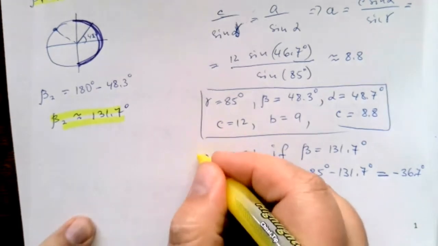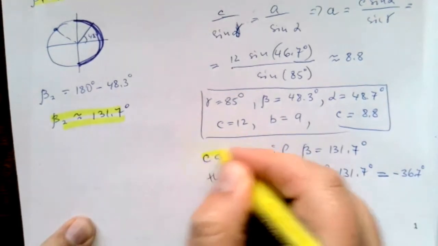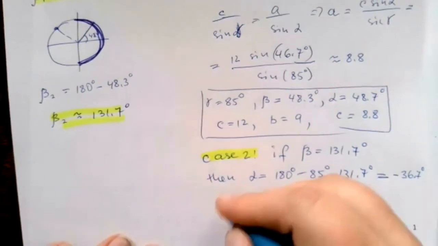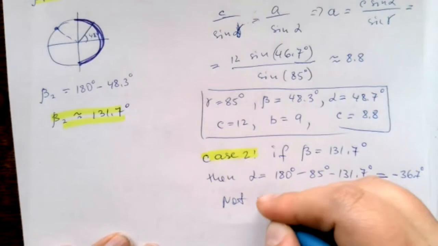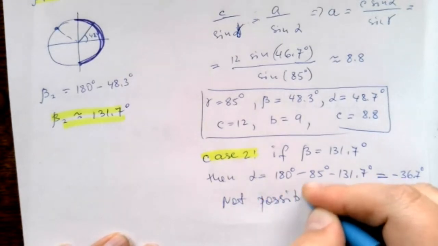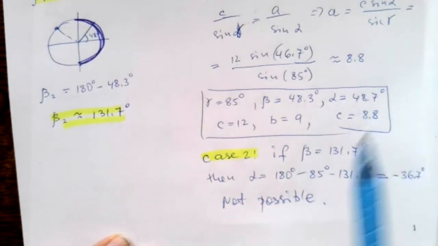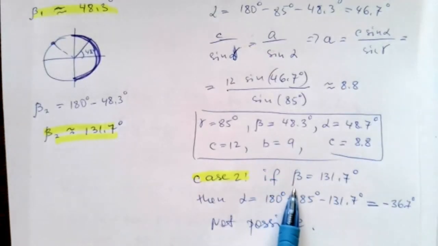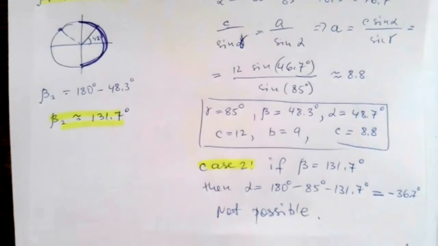Okay, so this is an impossible case, right? So this is not possible. So in this case, we have only one triangle, but always check to see if there is actually a possibility of a second triangle.